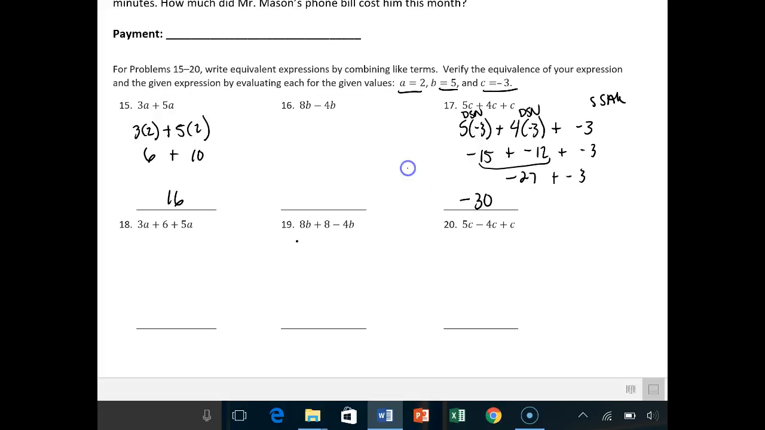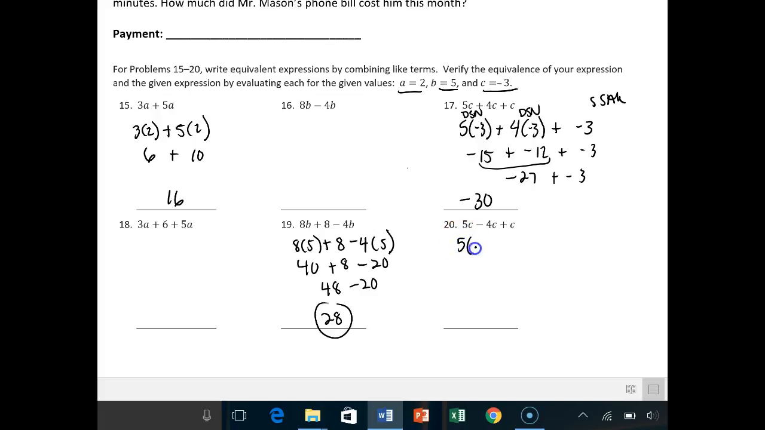All right, 19. We have 8b, which is 8 times 5 plus 8 minus 4 times 5. So we have 40 plus 8 minus 20. 40 plus 8 is 48 minus 20, and we have our answer of 28. So there you go. Any questions tonight, please give me a call. I'll help you out with 20 here.